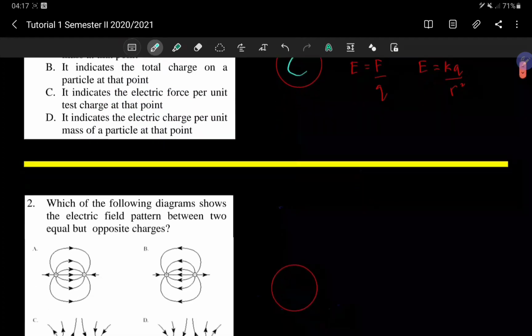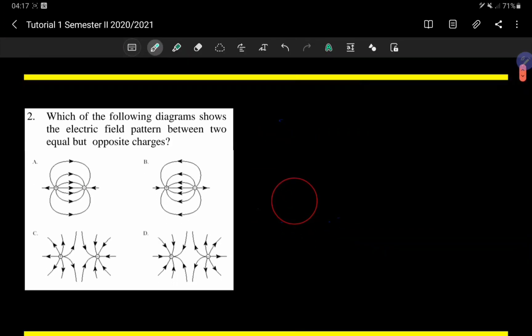Okay, question number 2. Which of the following diagrams shows the electric field pattern between two equal but opposite charges? Remember, we have two different types of charges, a positive charge and a negative charge. Therefore, for any positive charge, the direction of the electric field must be directed outwards, while for any negative charge, the direction of E should be inwards.